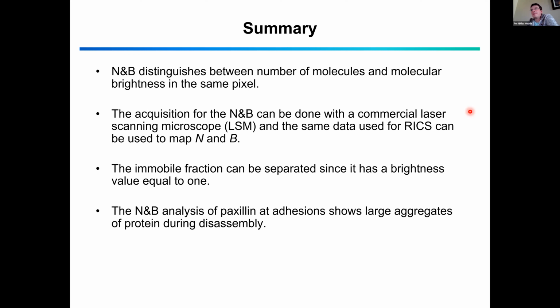The immobile fraction can be separated in number and brightness because it has a brightness equal to 1. And then you just saw the example where the N&B method was applied to those focal adhesions, looking at the Paxillin molecules and showing how larger aggregates form during the assembly and disassembly of those focal adhesions. Okay.